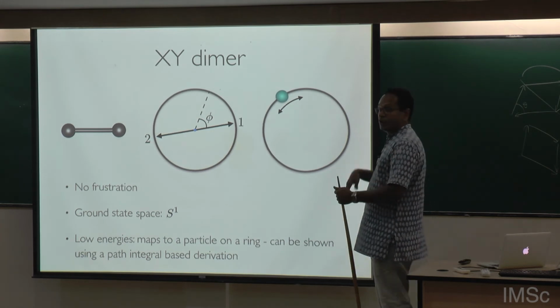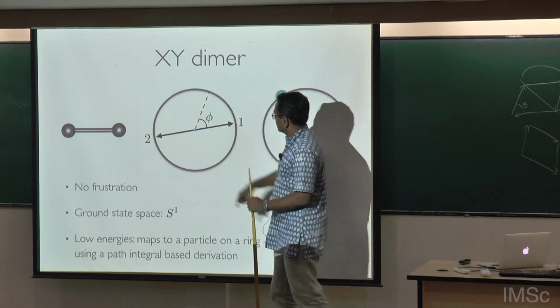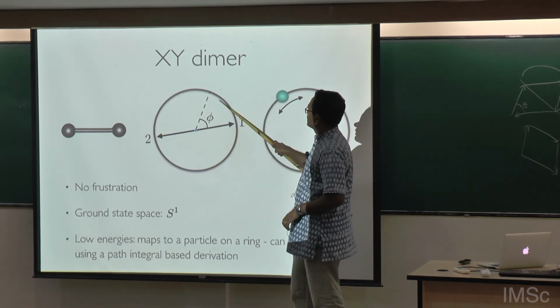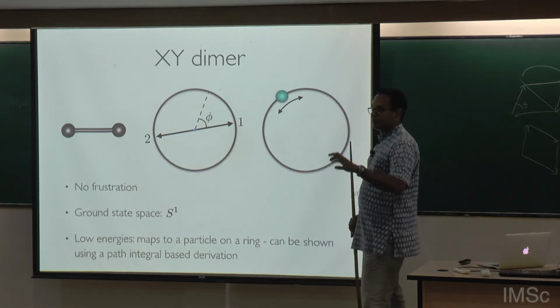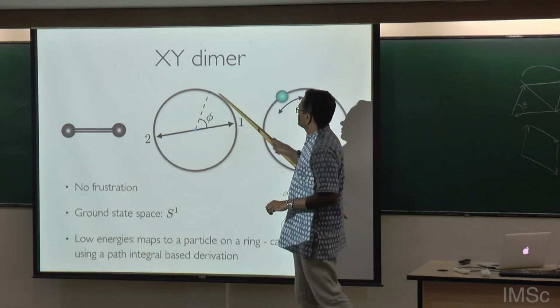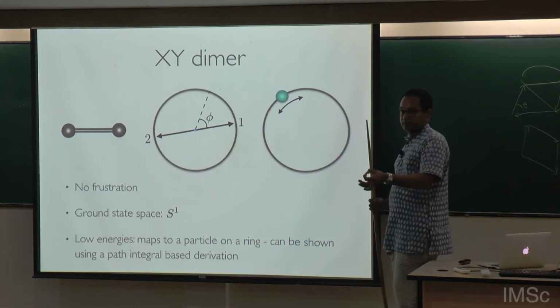Now you can ask, how many ways can you do this? You can put the first spin anywhere on this circle. You can change this angle phi, you can put it somewhere there, and the second spin will follow. So the set of all ground states is equal simply to a circle.